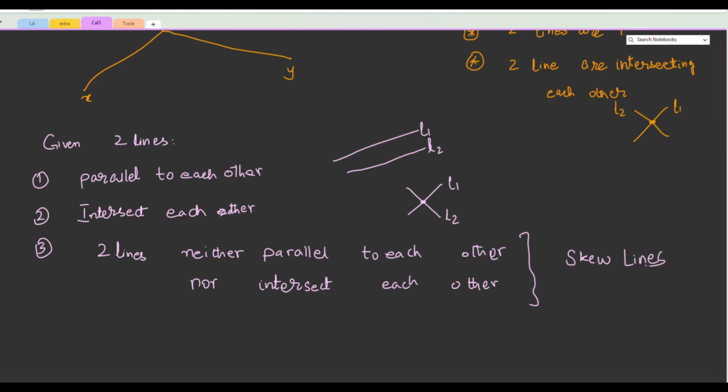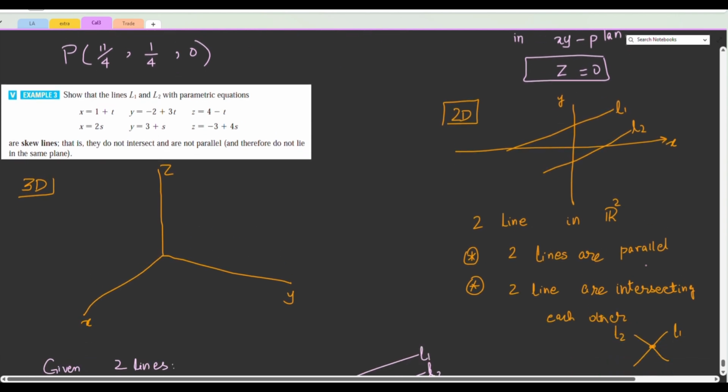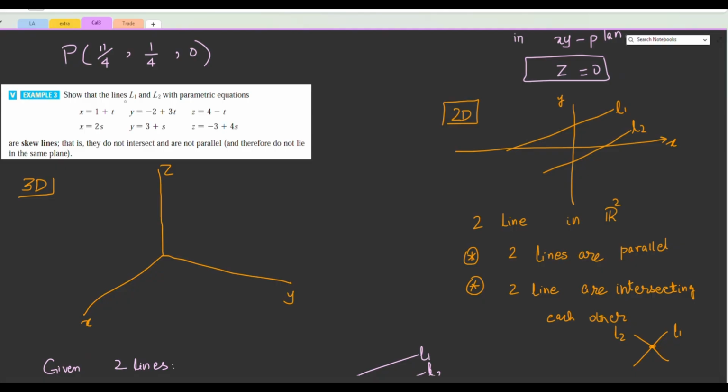So this is what we have to do in this example number 3. In this example number 3, we are given two lines L1 and L2. Show that the lines L1 and L2 with the parametric equations are skew lines. That is, they do not intersect and are not parallel to each other. Then you will say that these two lines are skew lines.